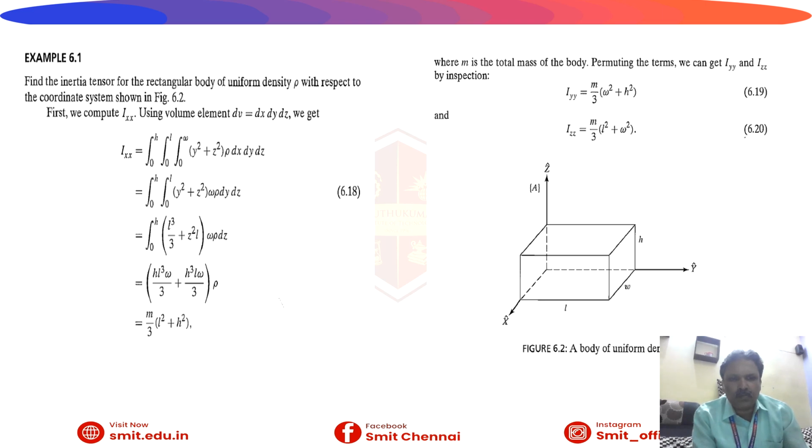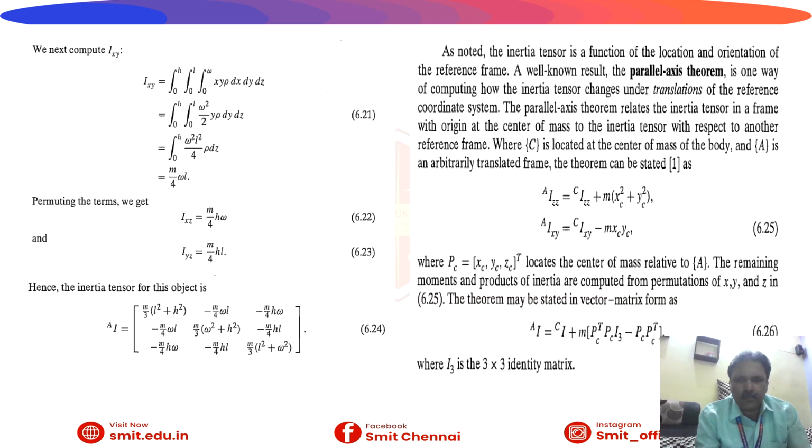what you are going to do means, the common term you are taking out. By that you will get the final relationship, where m is the mass, total mass of the body. Permuting the terms you will get Ixx and Izz and Iyy. Iyy is nothing but m by 3 omega square plus h square, and Izz is nothing but m by 3 L square omega square. So this is one type of derivation type of problem. Finally you will get the expression.